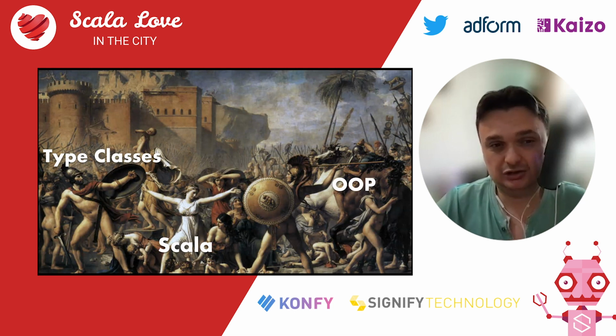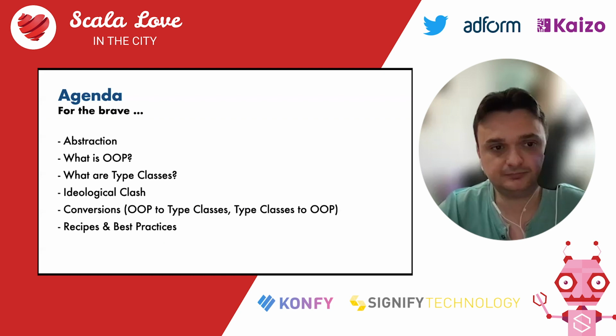And one topic that often comes up is what to pick for expressing abstractions: a classic OOP-based design or ad hoc polymorphism via type classes. And we are going to talk about this choice today.